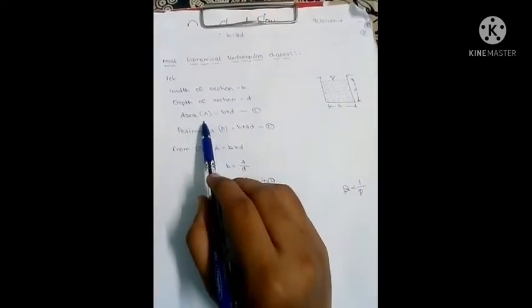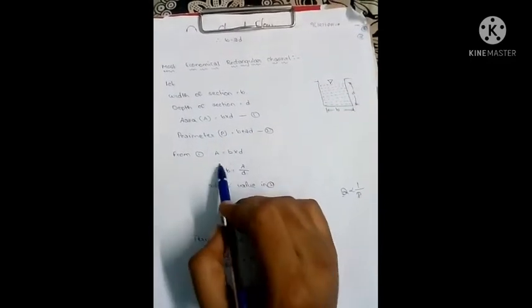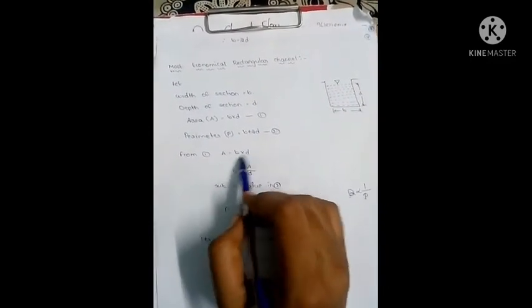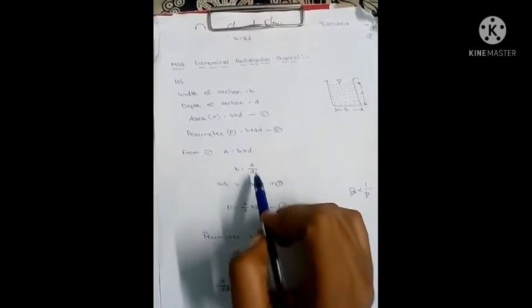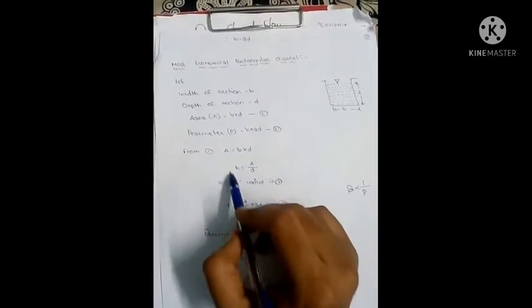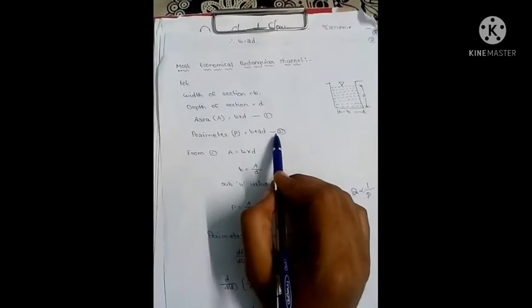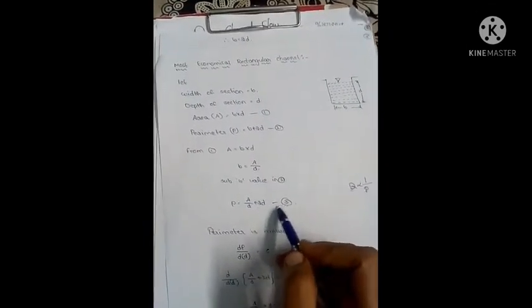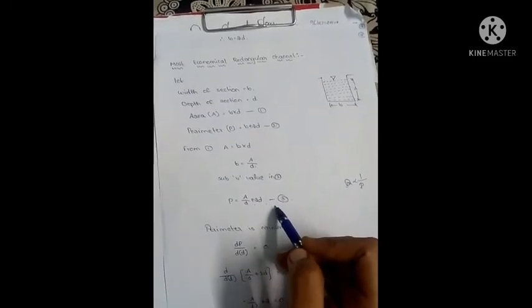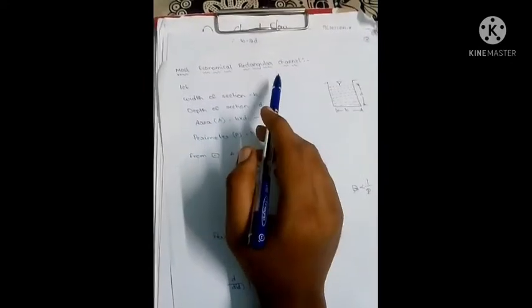Next, take equation 1: A is equal to b into d. Here we have to find the value of b. b is equal to A by d. Substitute this b value in equation 2. P is equal to A by d plus 2d. Let us consider this as equation 3, and this is the most economical channel.